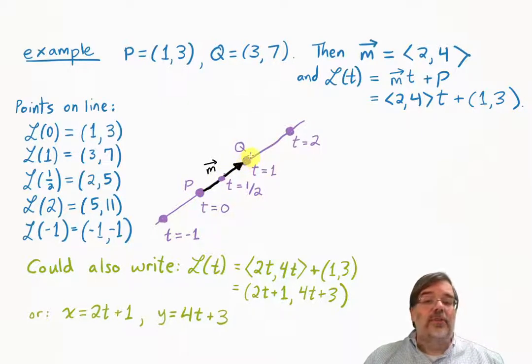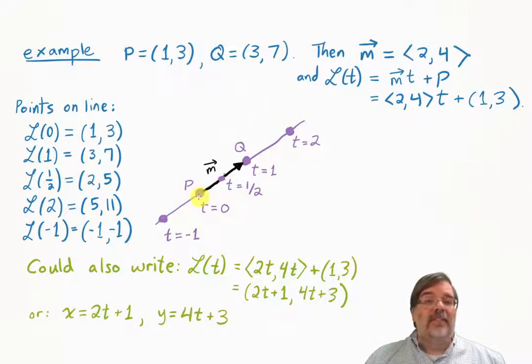When t equals 2, that moves us a little bit further down the line. To calculate that point, we'll plug in 2 for t. So 4 times 2 gives you the vector 4, 8. The vector 4, 8 plus 1, 3 gives you 5, 11. So that would be this point over here, point 5, 11.